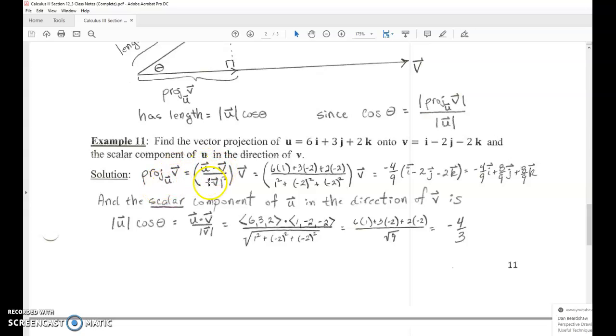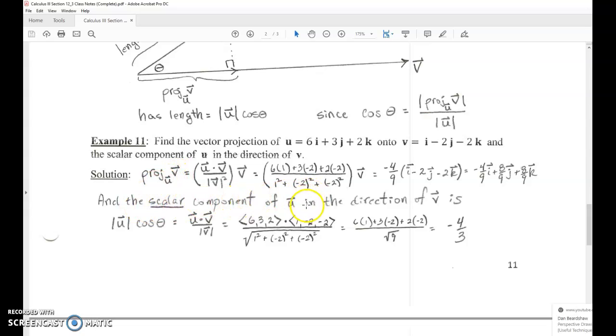So it's u dot v divided by the length of v squared times v, and that makes sense. I'm projecting u onto v, so it should be some scalar times the vector v. These are just mechanical now. Take the dot product, take the length of v squared, and multiply by the vector v. This scalar simplifies to minus 4/9. Here's v, multiply minus 4/9 times each component, and there's your resultant vector, which is the projection of u onto v. Remember, these should be switched.